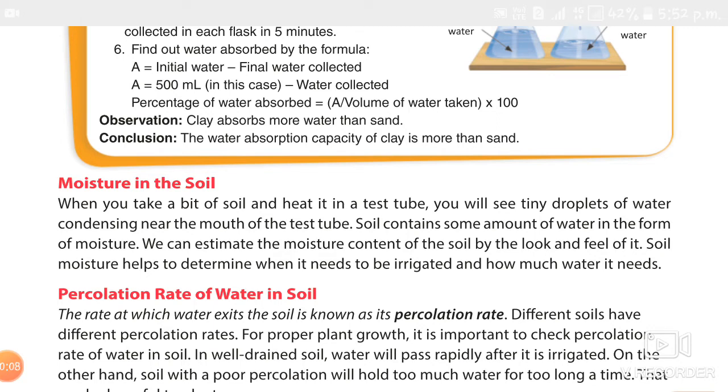If you take some soil in a test tube and heat it, you will see small drops of water formed near the mouth of the test tube. By this, what can you understand? There is water content in the soil. So the soil contains some amount of water in the form of moisture. The moisture content of the soil depends on the types of soil, the weather condition, and the water retention capacity of the soil.